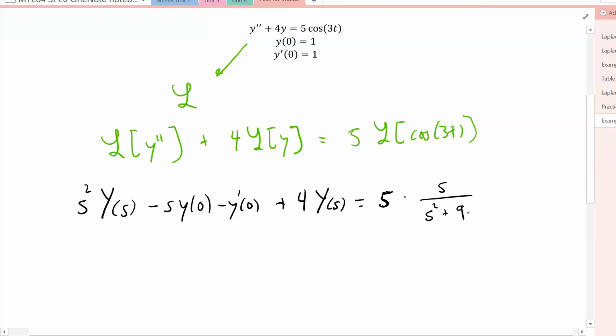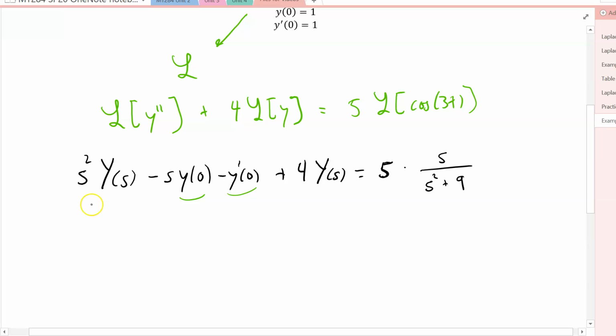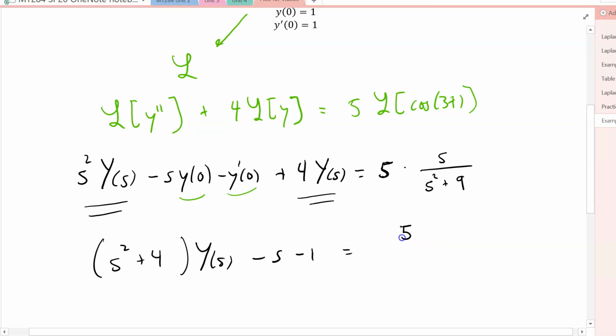Now we need to enforce the initial conditions. So we're going to substitute in what y of 0 is equal to. That's equal to 1, and y prime of 0 is also equal to 1. Substituting those two things in, and at the same time combining these like terms on the left side, we get s squared plus 4 times capital Y of s, and then minus s minus 1, is equal to 5s over s squared plus 9.